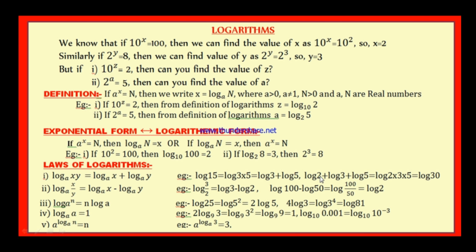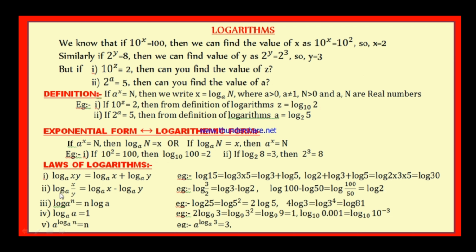Similarly, another example, log 2 plus log 3 plus log 5. Here, this is in expanded form. Now, if you simplify this, then you can write the same as log of, since plus is there, you have to multiply 2 into 3 into 5. 2 into 3 is 6, 6 into 5 is 30. Therefore, in simplified form, log 2 plus log 3 plus log 5 is equal to log 30. In both the examples, we used the same law, which is log xy to the base a is equal to log x to the base a plus log y to the base a.